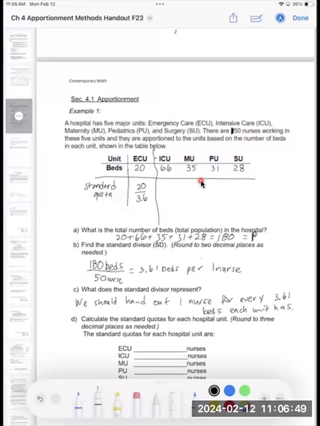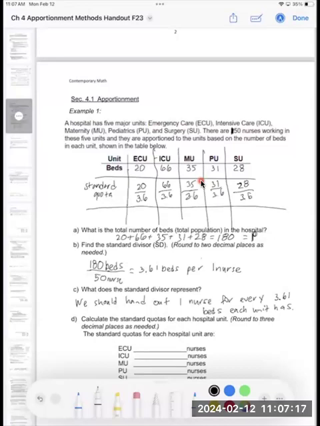And then 66 divided by 3.6, and 35 divided by 3.6, sorry. 31 divided by 3.6. So all we're doing is taking all the numbers and dividing by 3.6, the standard divisor. Then this is the standard quota. So when I did 20 divided by 3.6, I got 5.555.